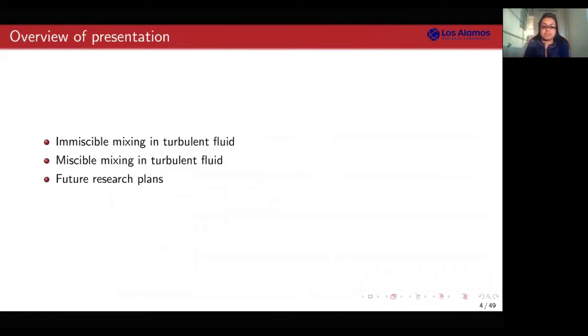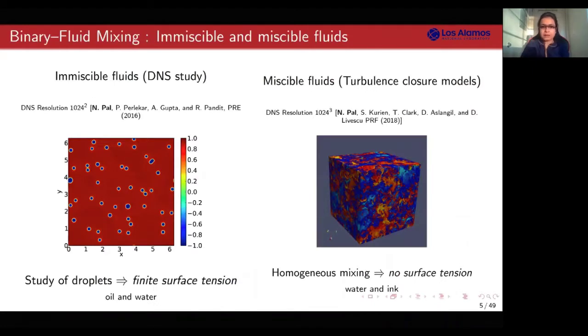I will talk about immiscible mixing in turbulence, then miscible mixing in turbulence, and I will conclude with some future research plans. Binary fluid mixing, or two-fluid mixing, can be of two types, immiscible and miscible. What are immiscible fluids? When there is a surface tension between the participating fluids, that is known as immiscible fluid mixing. For example, think of oil in water. Oil has a large surface tension in water, and for that reason, oil does not mix homogeneously in water. Rather, there are drops of oil in water.